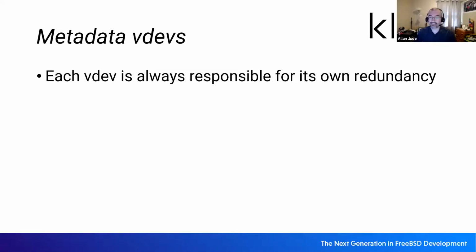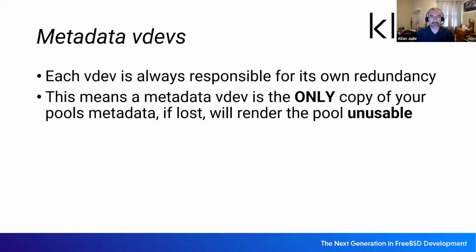So for metadata vdevs, that means that you must use mirrors. If you make a single disk metadata vdev and that single disk fails, then all the metadata that was stored on that is no longer accessible, and your pool is not usable. So to prevent data loss, you want to make sure you mirror your metadata vdevs. Because if the metadata vdev is lost, then your pool is completely unusable.